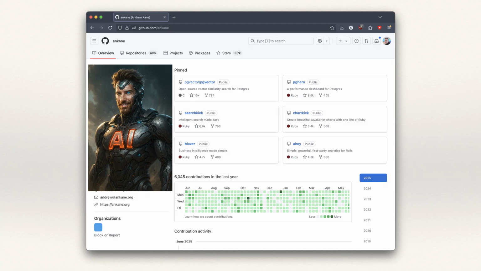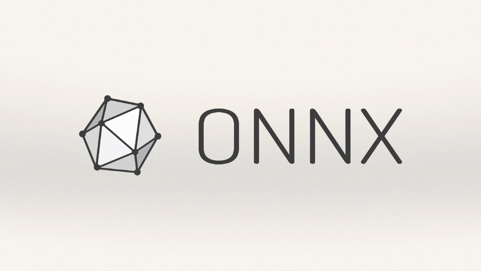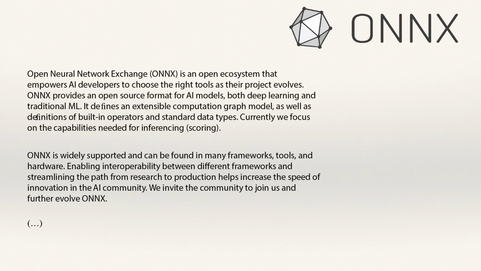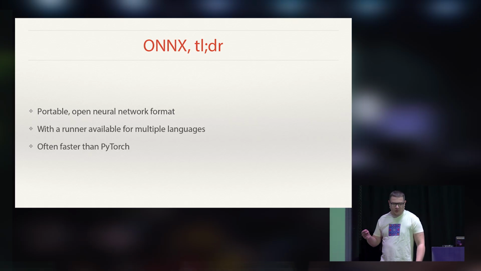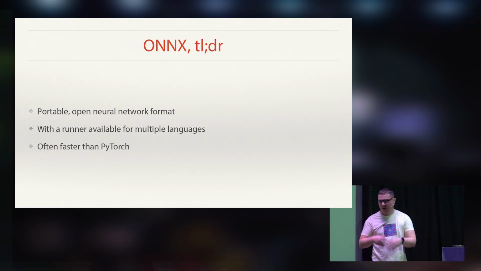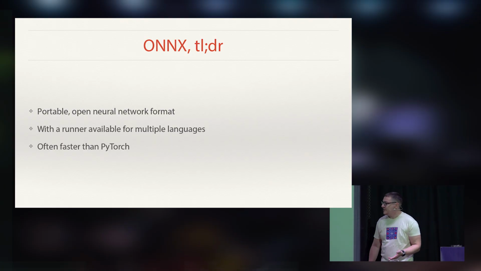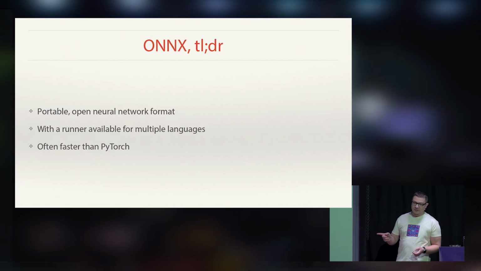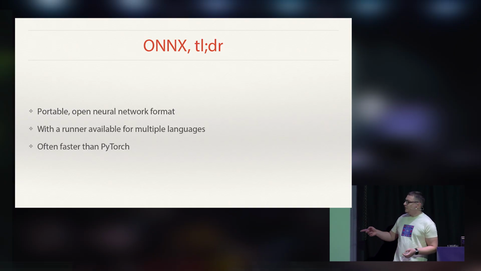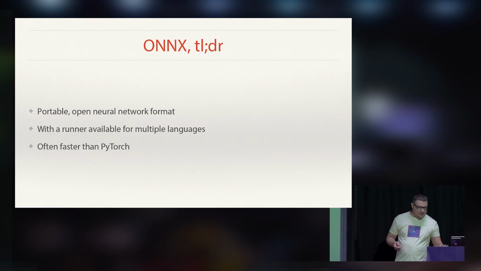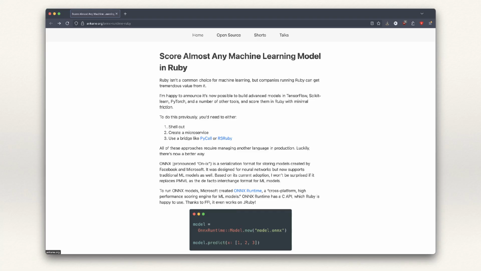Yeah, and he's written a wrapper for something called ONNX. It's pronounced Onyx, like a Pokemon. ONNX is, no, that's too long of a definition. Let's do a TL;DR. It's a portable open neural network format with runners available for multiple different languages, including Ruby. We're in the miscellaneous section. And it's often much faster than PyTorch. So if you want to run a model, even if you're writing Python, you might want to use ONNX just because it's faster. So luckily, he's written a wrapper for that, as I said.